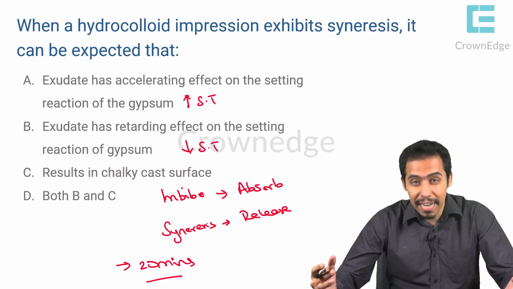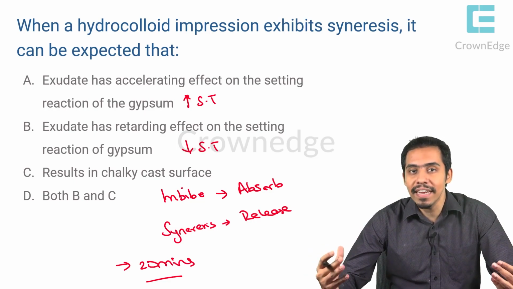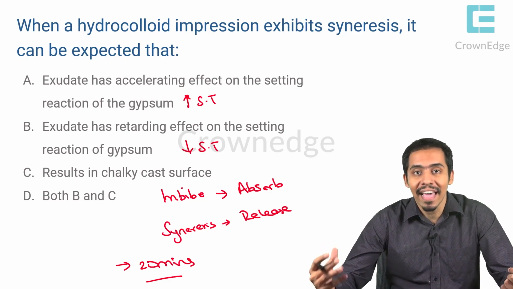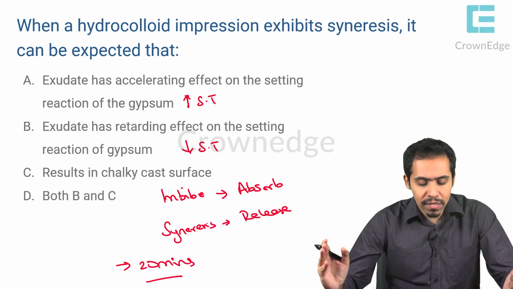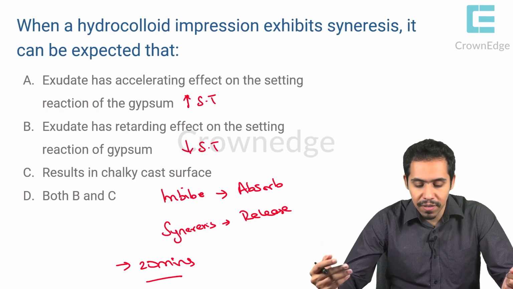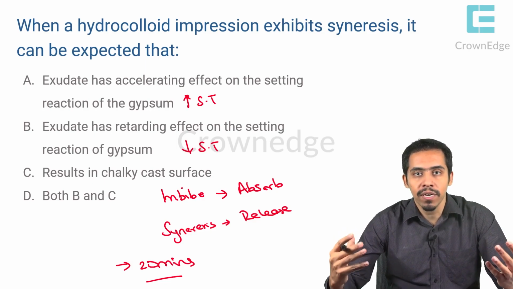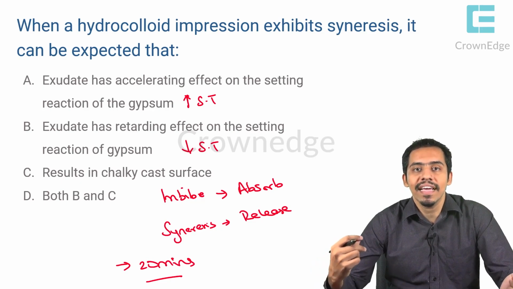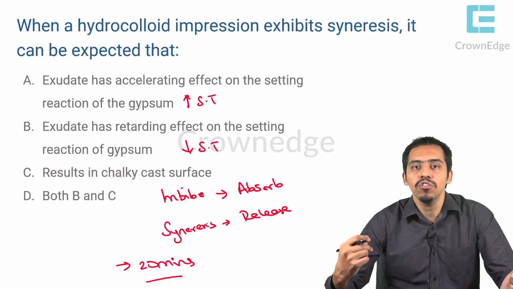If it has to be delayed, then you can keep it in a moist environment, especially with very less relative humidity or with wet cotton rolls, which would help in preventing these properties from coming into play. So also this third option results in a chalky cast surface. What you have to understand is that the material is just your algin powder along with water. So when water gets released, it's going to give you a nice perforated surface, which when poured in a cast is going to give you a chalky surface.